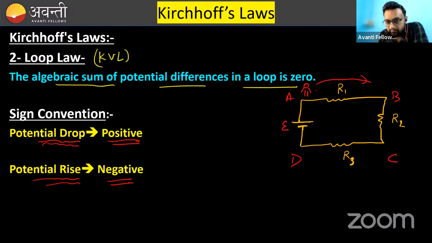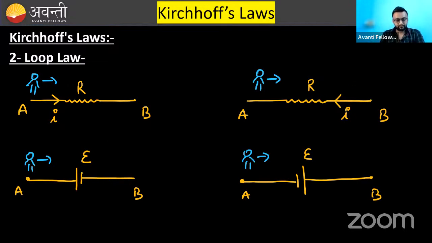So for example, when you are going from A to B, what will you find? You will find a resistor. So across a resistor, there will be a potential drop of IR. You know that the potential across a resistor is IR. This is Ohm's law. So that's what I have written here.